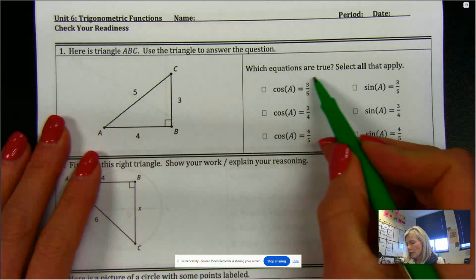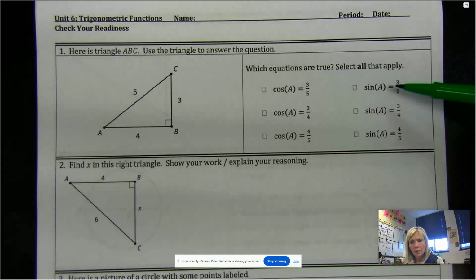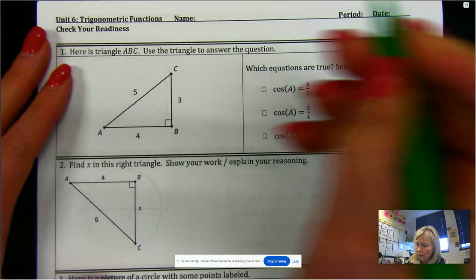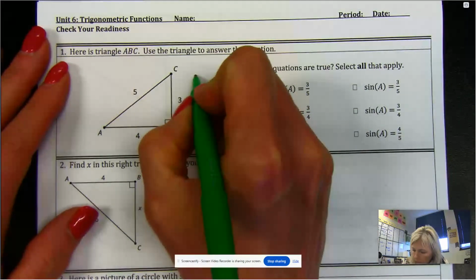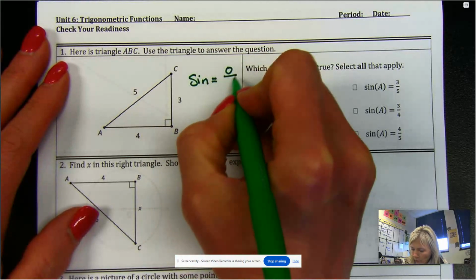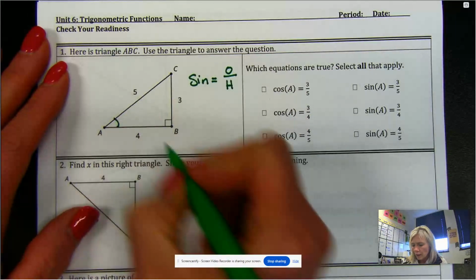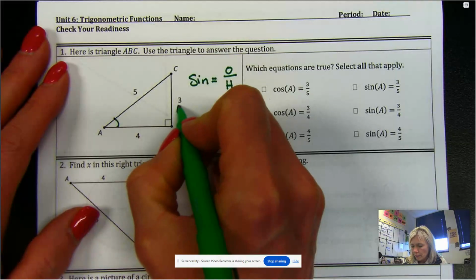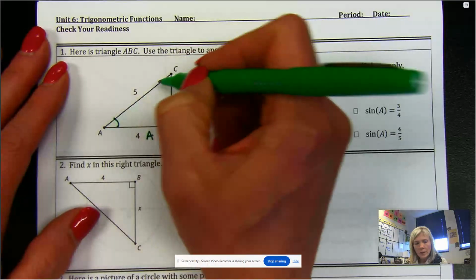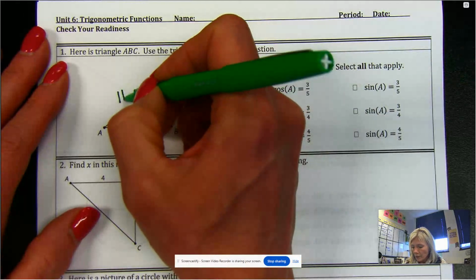So which equations are true? So we have these cosine equations and then these sine equations. So if you remember those trig ratios, the sine of an angle is equal to its opposite leg over the hypotenuse. So if we're looking at angle A, here's angle A. This is the opposite leg, and this is the adjacent leg. And then 5, the longest side, the side that is across from the right angle, that's the hypotenuse.